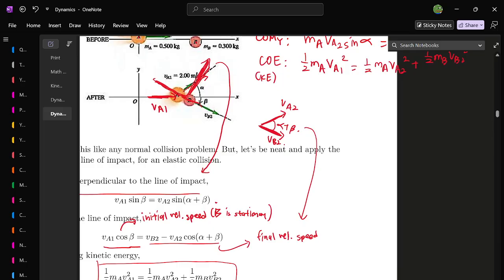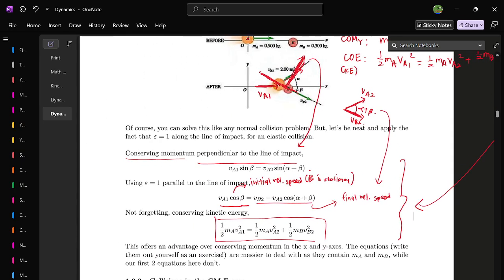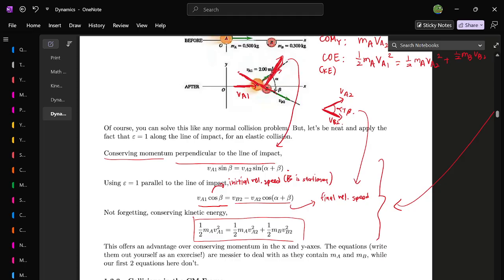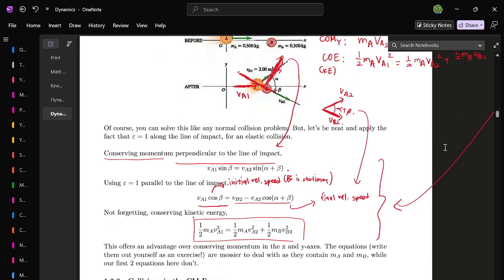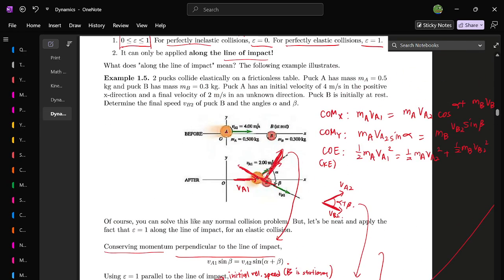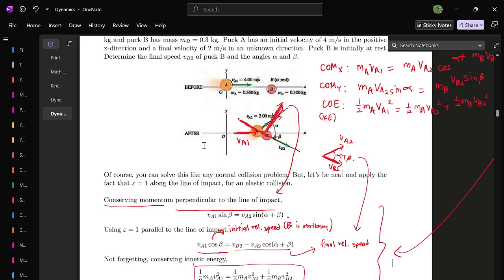So now let's look at what we did here versus what we did up there. Let's compare these three equations to these three equations. You can see there's quite a drastic difference: the three equations on top are more complex because they involve MA, then there's MB, then there's a whole bunch of other stuff. But in our first two equations here, there's no MA and no MB. So it's quite elegant over conserving momentum in the X and Y axes. I've written it out here as an exercise, but they contain MA and MB, so it's quite messy to deal with them. So it's easier sometimes to use epsilon equals 1 for perfectly elastic collisions. And I hope this example shows you why.